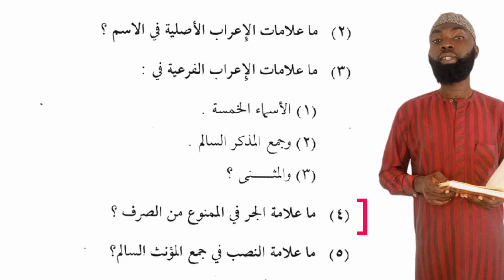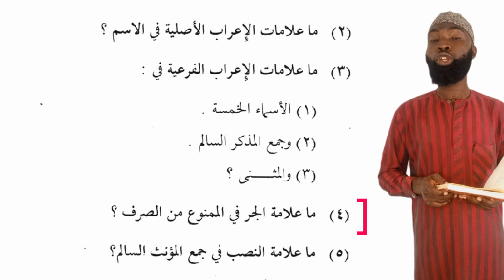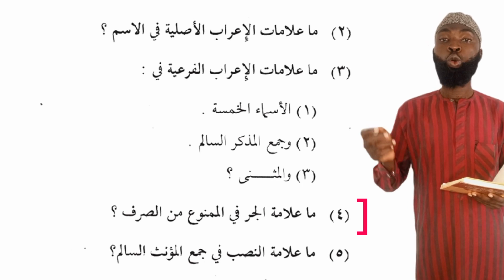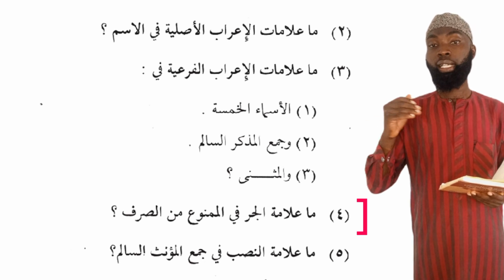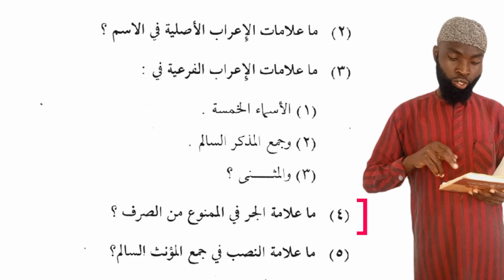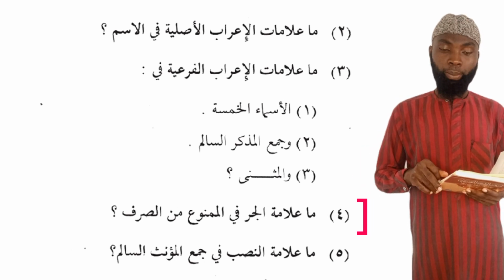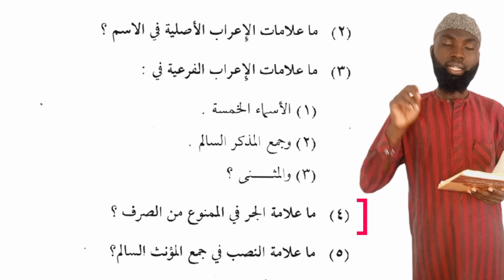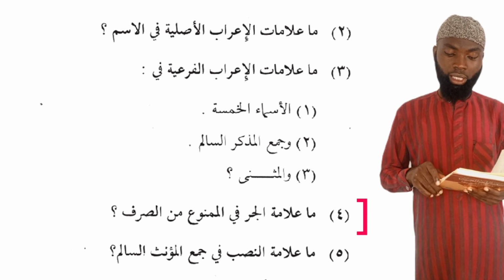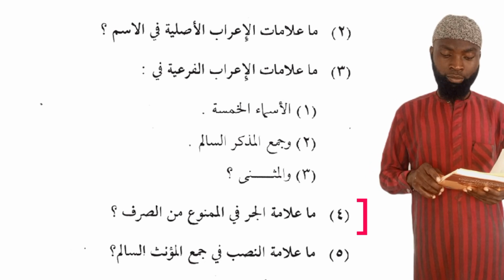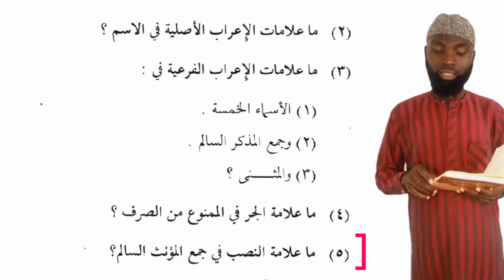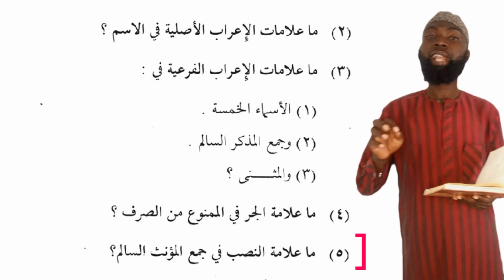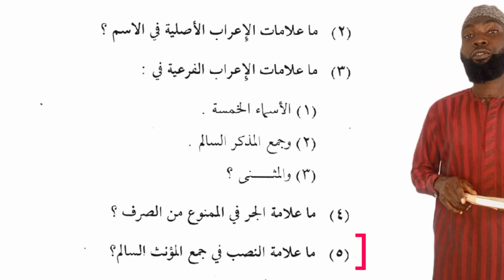Number four, we have ma alamatul jabri fil mamnu' min as-sarf. What is the sign of genitiveness in diptotes? We know diptotes are words whose endings cannot take tanween or they will not take kisra. So the sign for kisra there is what? Fatha, al-fatha. You say alamatul jabri fil mamnu' min as-sarf, al-fatha. Ma alamatul nasbi fil jam' al-mu'annas as-salim. What is the sign of accusativeness in the sound feminine plural?